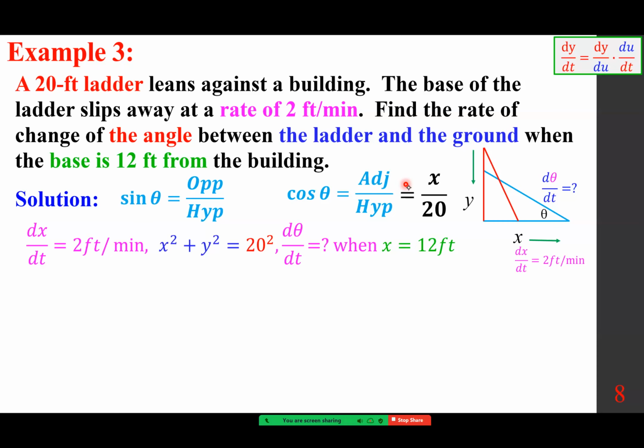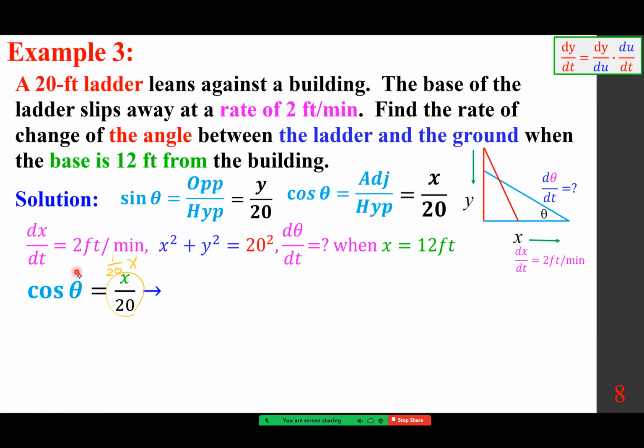So we are going to use this one. This is x over 20. This is y over 20. Or we can even use this because we already have the information, but it's better to use what we know. So we are going to use cosine theta is x over 20. And I'm going to rewrite it in case anybody can't see that: this means 1 over 20 times x. So 1 over 20 is simply just a number.